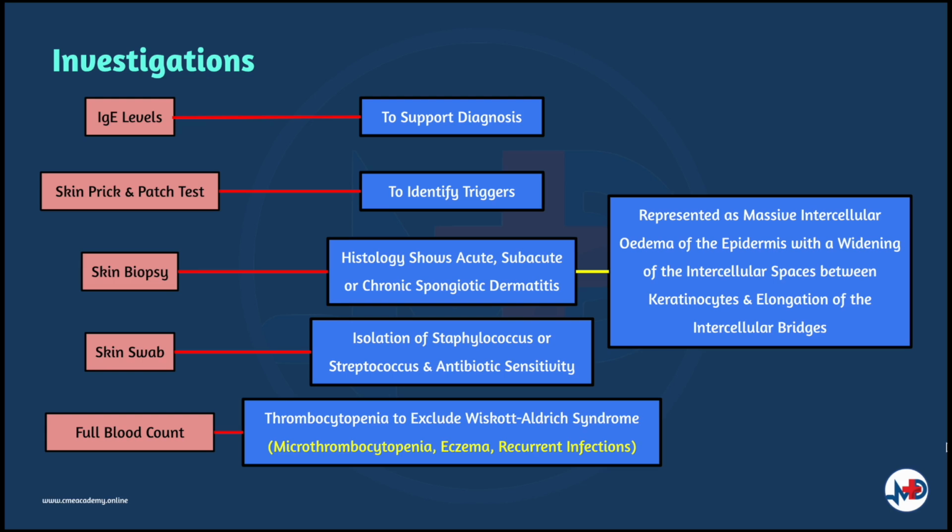PCR test is done for herpes simplex virus to diagnose eczema herpeticum. A full blood count is done to look for thrombocytopenia, which helps to exclude Wiskott-Aldrich syndrome. This is an X-linked disorder which is characterized by the clinical triad of microthrombocytopenia, eczema, and recurrent infections.